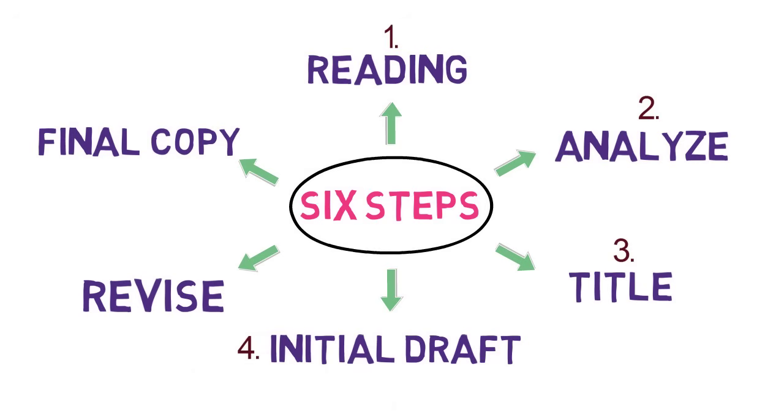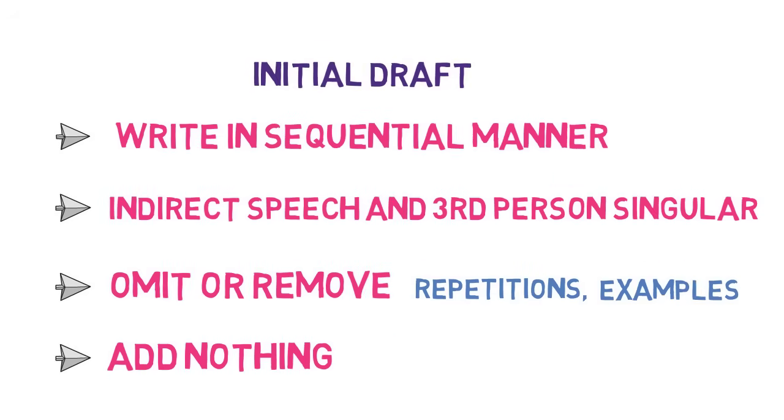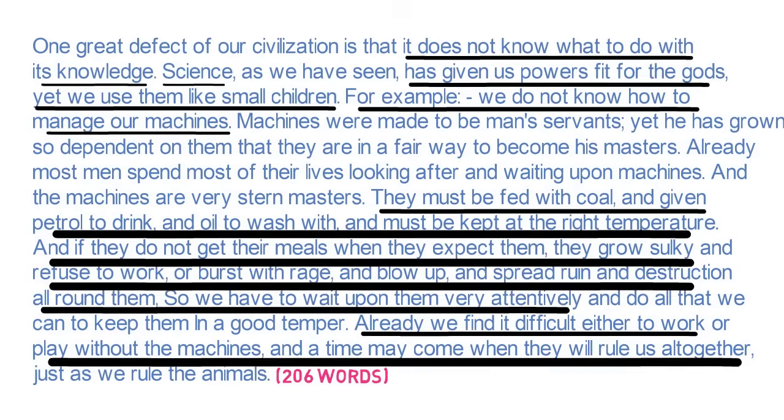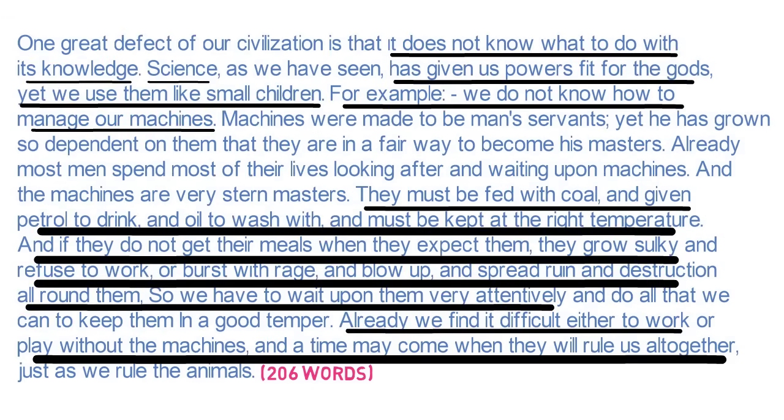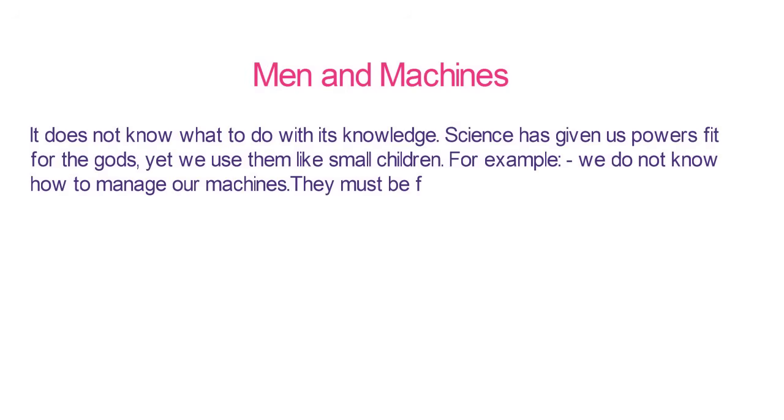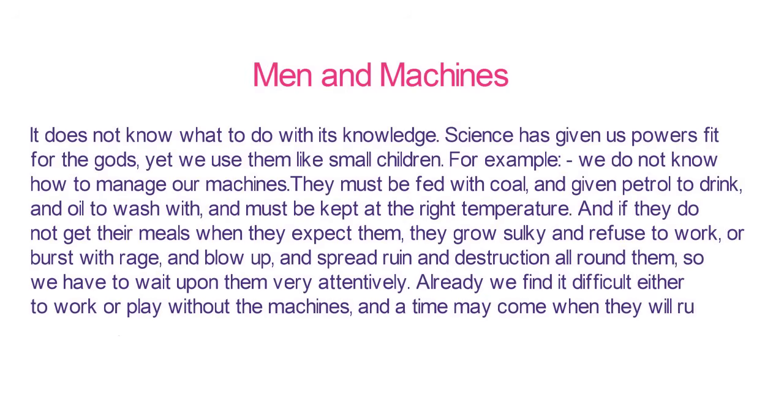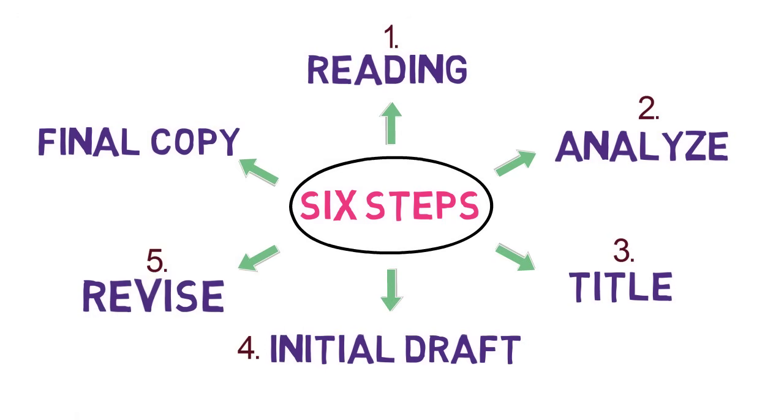Step 4. Initial draft. While writing the initial draft, we will be considering these points. Let's write the underlined sentences in the sequential order. So, while writing this passage, we have tried to omit the unnecessary things. Now currently the word count is 1. Let's move to step number 5.